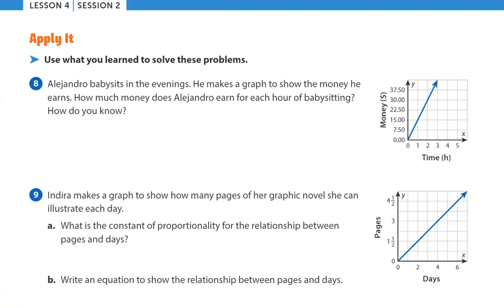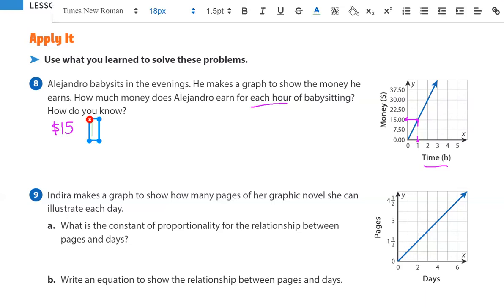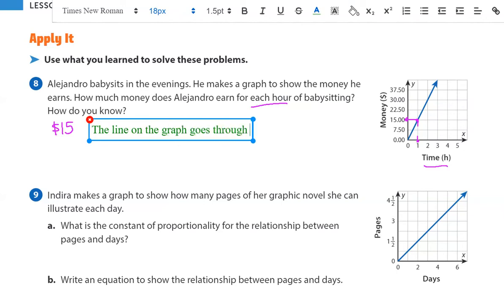Well, we find the hours babysitting, and it says for each hour, so we want to know the unit rate. We want to know his per hour cost. That's the unit rate. So we look at 1 hour, and we go to the line. And the y coordinate that matches that x coordinate is $15. And how do we know? How can we word that so that we can put it down on paper? Let's keep it simple here. The line on the graph goes through 1, 15. That's how we know.